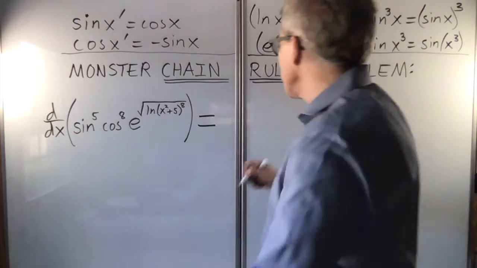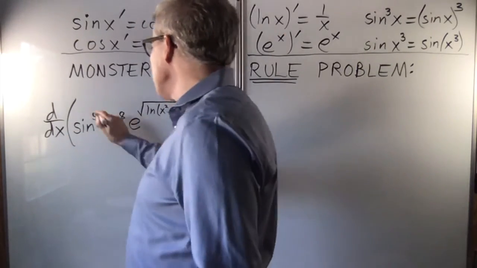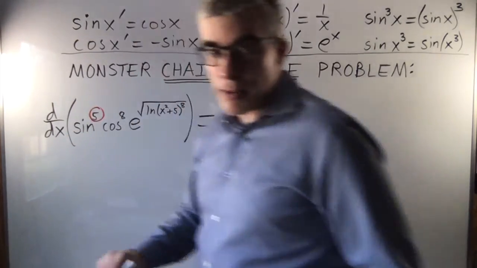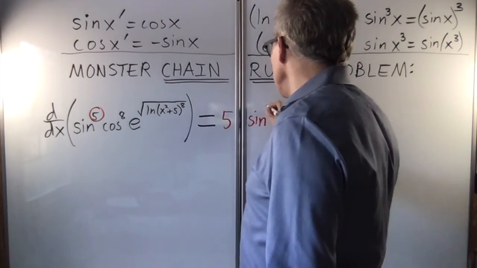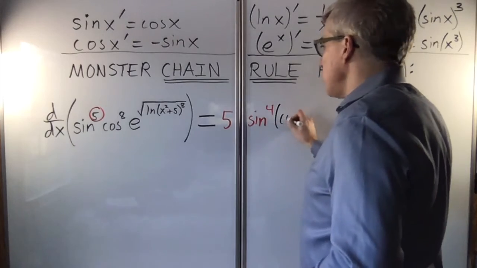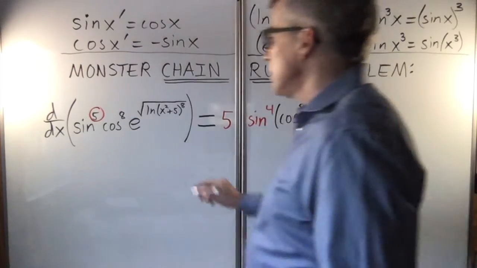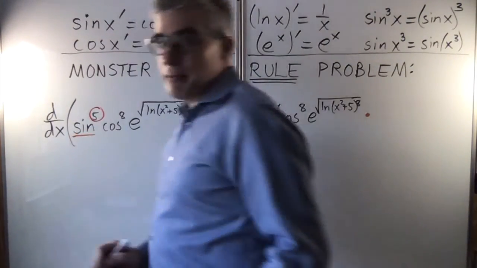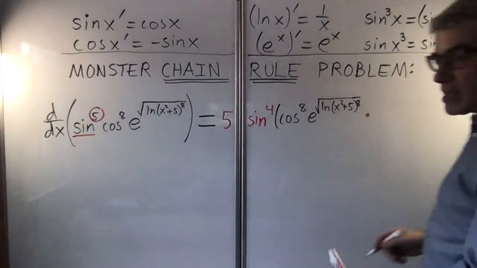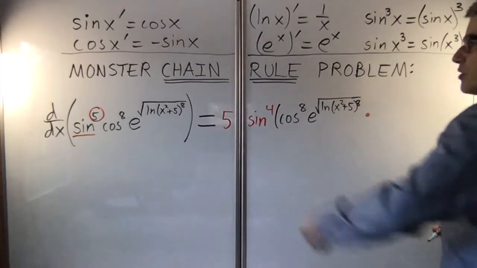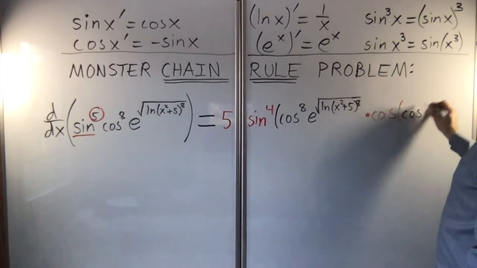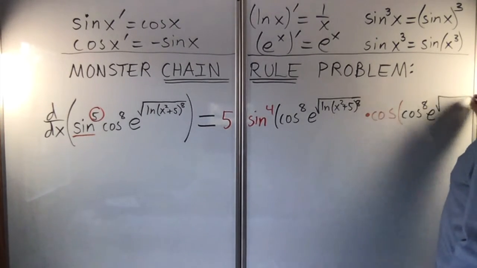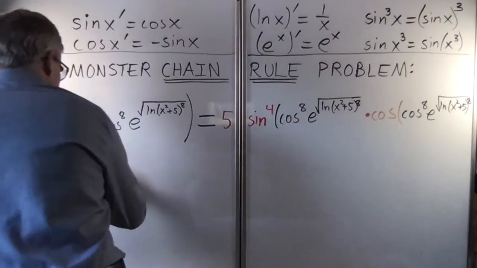Here we go. The outermost function of all of this is the fifth power. So the first stage of this is to say 5 sine to the fourth of blah, blah, blah, times. Next part is sine. That's the outermost thing of what's left. We're peeling it like an onion. Derivative of sine is cosine of cosine to the eighth, e to the square root, blah, blah, blah, times.